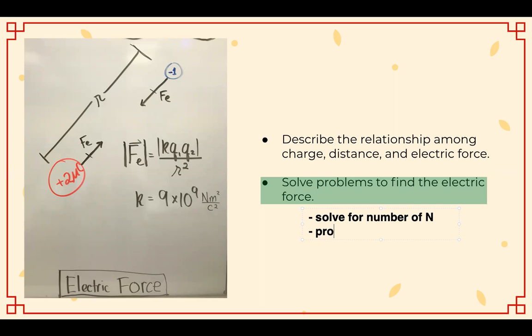or solve proportionally. If I double the charge, how does that change the force? Or if I double the radius, how does that change the force? Proportionally might mean that doubling the radius gives 1/4 of the force because it'd be over r squared. So 1/2 squared is 1/4.